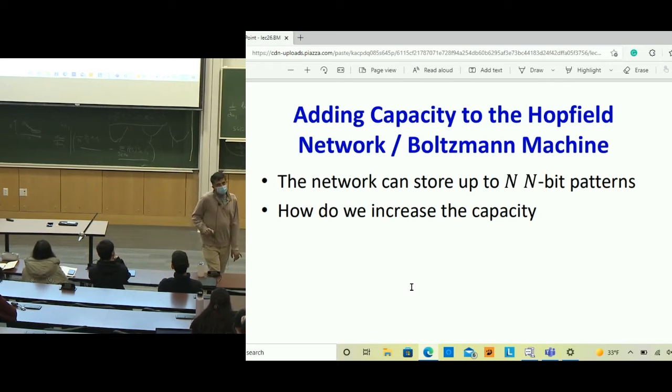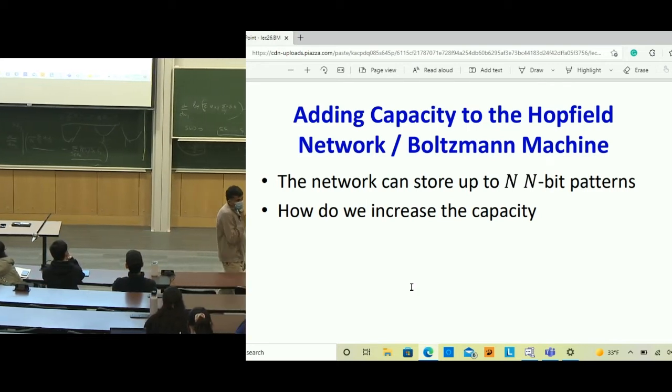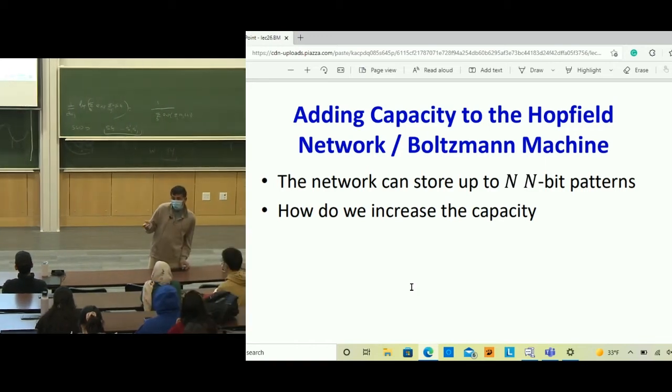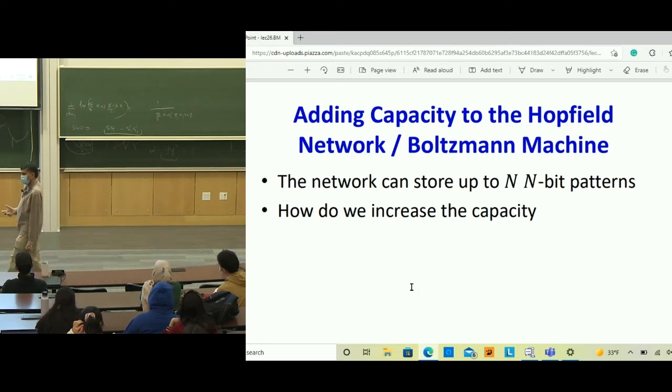This brings us back to another interesting point. How many patterns can the Hopfield network store? And we saw that the number of patterns a Hopfield network can store is of the order of n, where n is the number of bits, right? So if I want to increase the number of patterns I want to store, I have a Hopfield network with n bits, but I want to store 2n patterns.